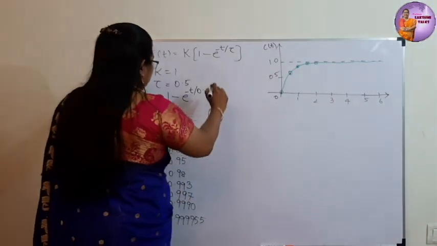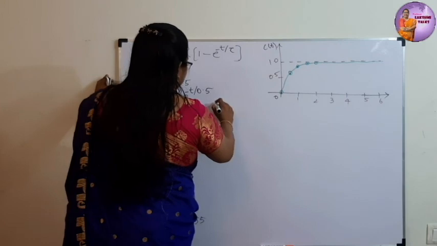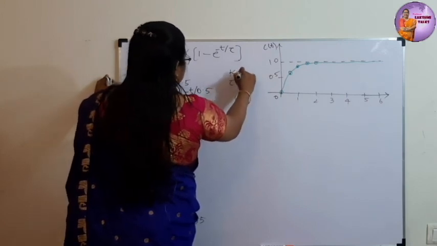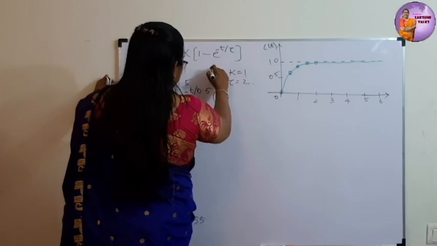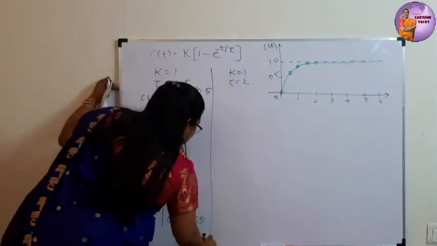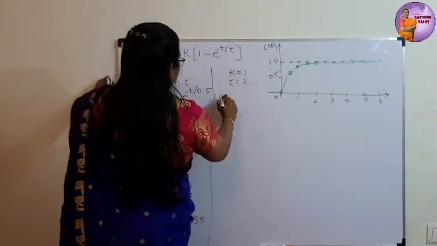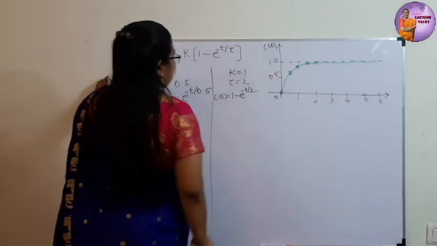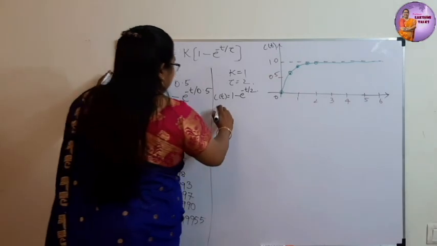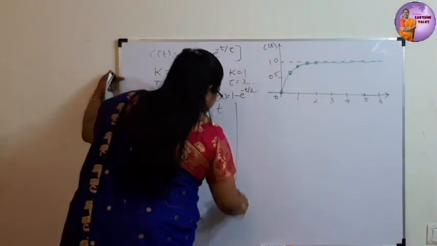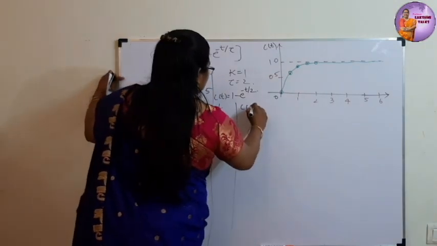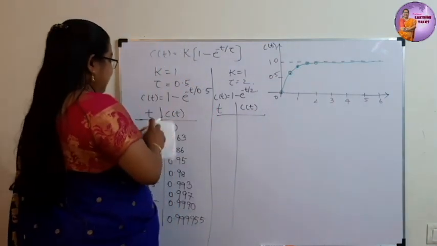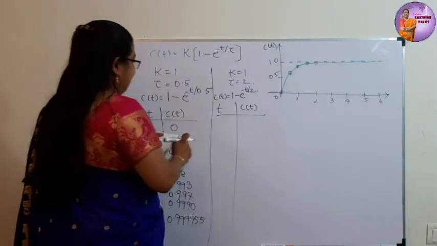Let us assume that we have a time constant tau equal to 2, and K is equal to 1. So what will happen to the c of t? I'll make a partition. c of t is equal to 1 minus e power minus t by 2. Let us again tabulate t versus c of t, and again I have the calculated values.